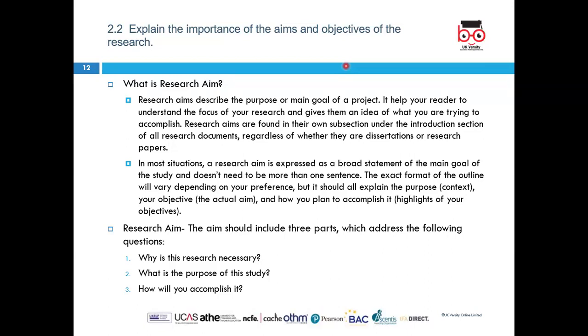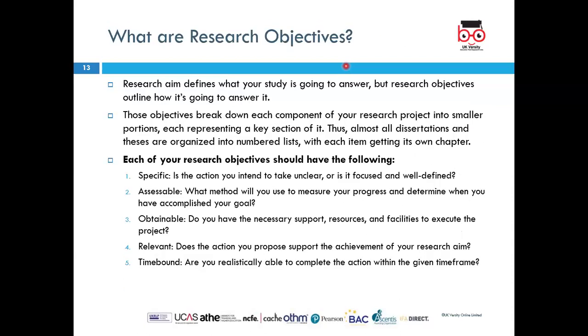The exact format of the outline will vary depending on your preference, but it should all explain the purpose. So what is your context, your objective, the actual aim, and how you plan to accomplish it. So this highlights your objectives. So the research aim could have 3 parts. So you would have, why is this research necessary? What is the purpose of this research and how will you accomplish it? So this should be a part of your research aims.